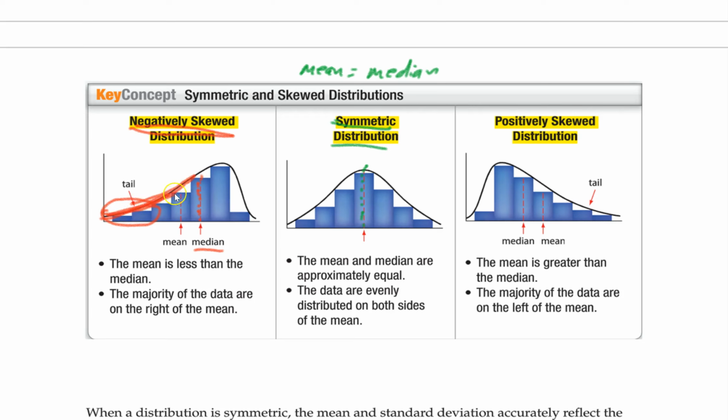The key here is look at the tail. The tail tells you what it is. If the tail's on the left, it's negatively skewed. Also, if the mean is less than the median, that means the average is lower than it should be. They should be equal. That's what we want. We want the mean and median to match up. If the average is less than the median, that means there are a couple of people that lowered the scores. So we call that negatively skewed. Shortcut, just look at the tail.